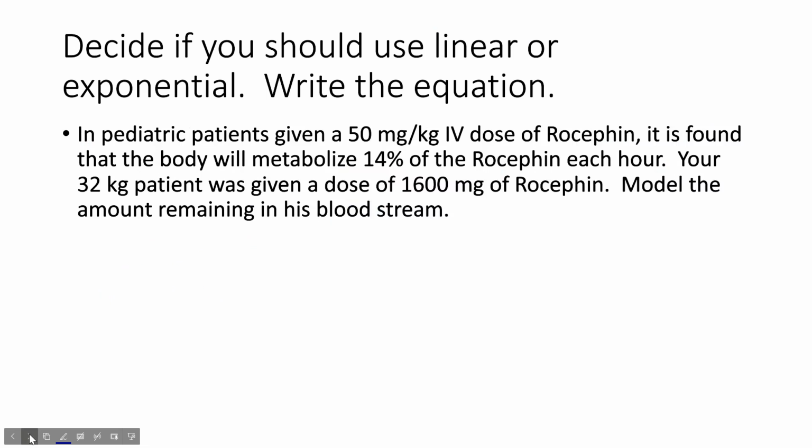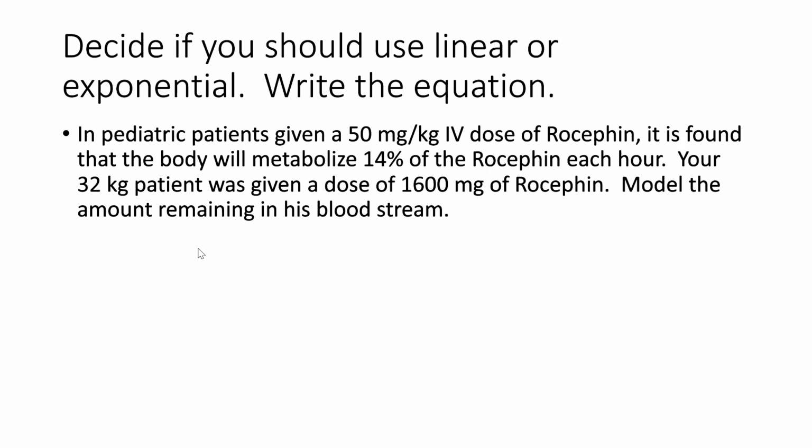Our next word problem says in pediatric patients, given a 50 milligram per kilogram IV dose of Rocephin, it is found that the body will metabolize 14% of the Rocephin each hour. Your 32 kilogram patient was given a dose of 1,600 milligrams of Rocephin. Model the amount remaining in his bloodstream. There's more numbers in this problem than the last one. I really have to decipher if those numbers are valuable or if those are distractors.